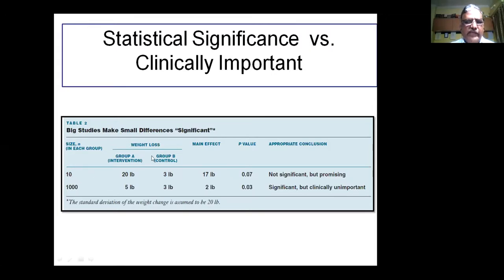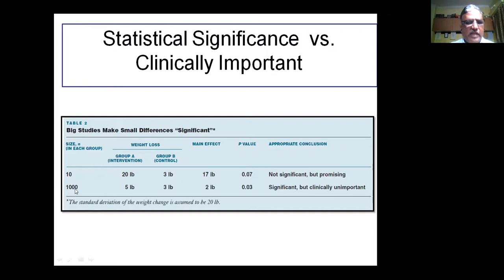Take this example where you have study A, where there are 10 subjects enrolled in each group, and you are looking at a weight loss program. Group A loses 20 pounds from baseline, and group B loses 3 pounds. So the overall difference is 17 pounds, but the p-value that you get is 0.07. The clinically important difference is there, but the p-value is not significant. So you would say that this result is clinically important but statistically not significant. And this may be because your study was underpowered and you enrolled fewer subjects.